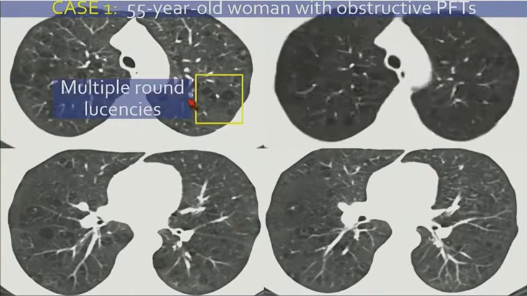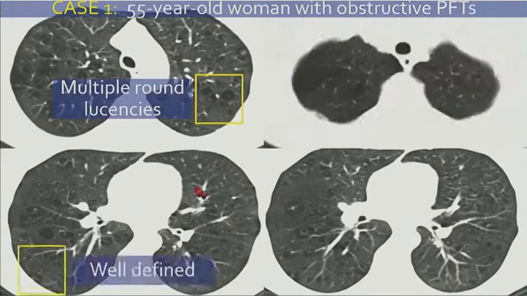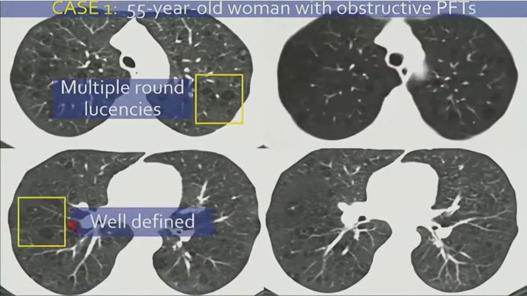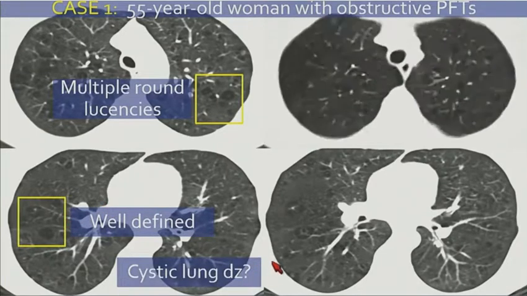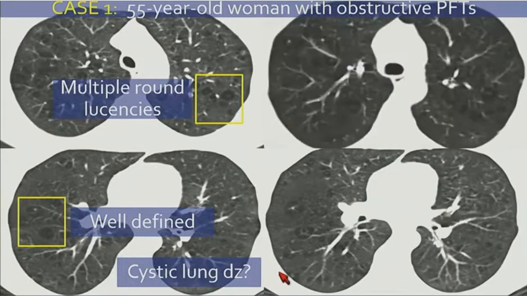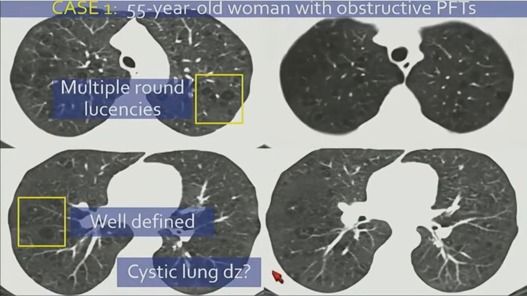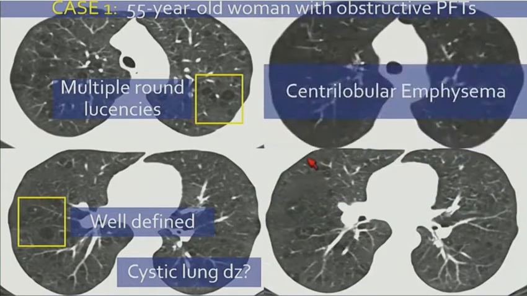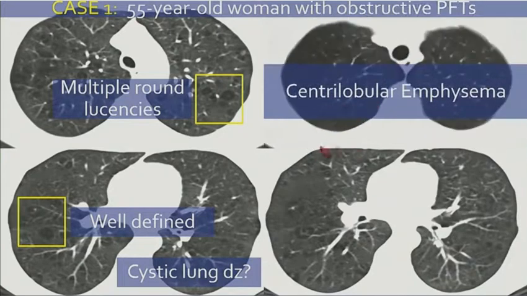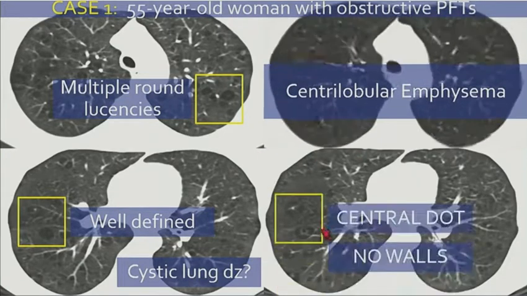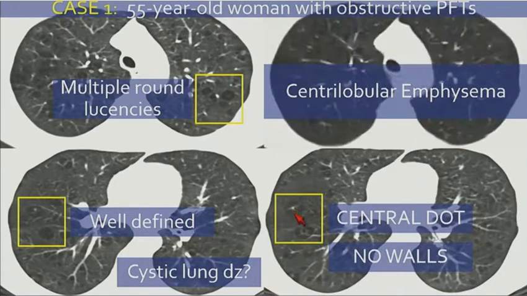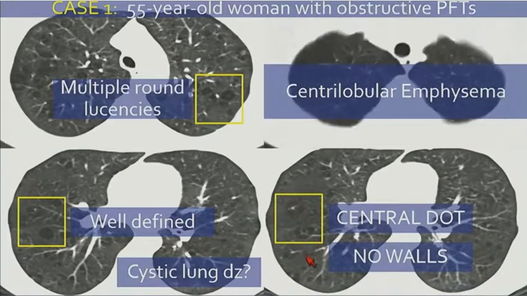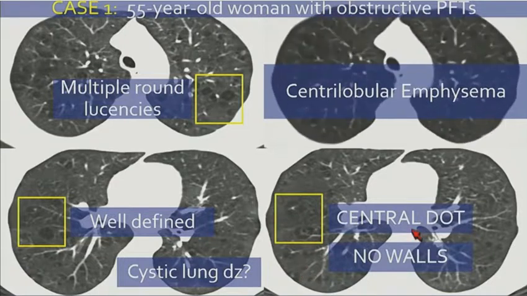We had multiple round lucencies, very well defined within the lungs, and this was really the pitfall, because some people were wondering if this was a cystic lung disease, and the possibility of LAM had arisen, as did things like amyloid. But of course, there's nothing else that this could be besides centrilobular emphysema, and that's for two reasons. There is a central dot within the areas of well-defined lucency, and there are no walls of these well-defined lucencies. So what is the central dot sign that tells us that this is emphysema?